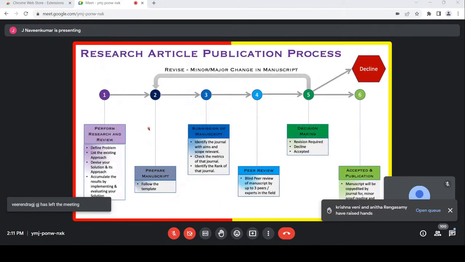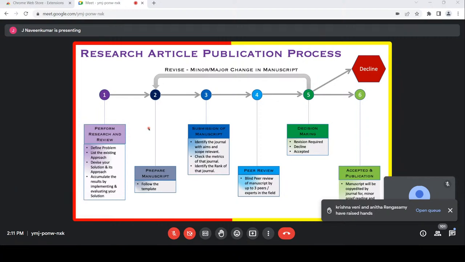If you see the publication process, it starts with the research work that the author or the scientist needs to do. Once a problem has been identified, and based on the problem, some literature review has been carried out, which will give you some existing solutions for the problem that you have identified, right? And based on those existing solutions, if you are able to build some new solutions, well and good. If you're not, you may be improving the existing solutions in some way.